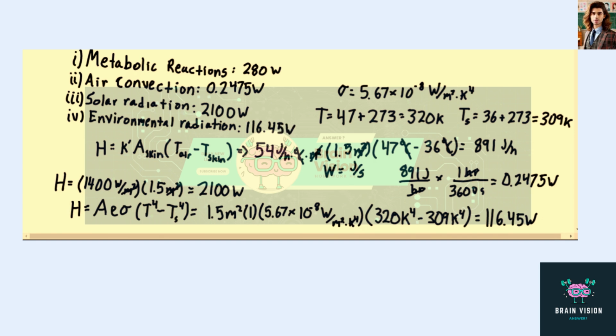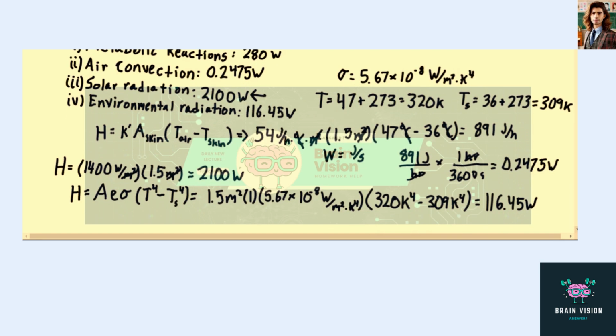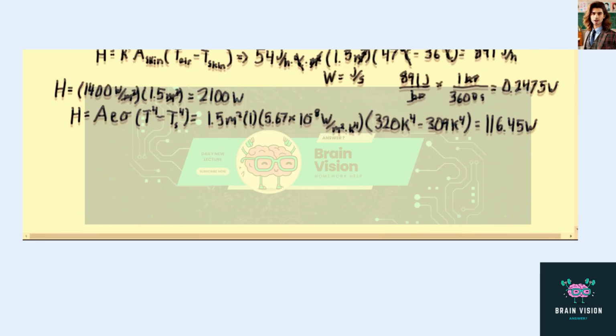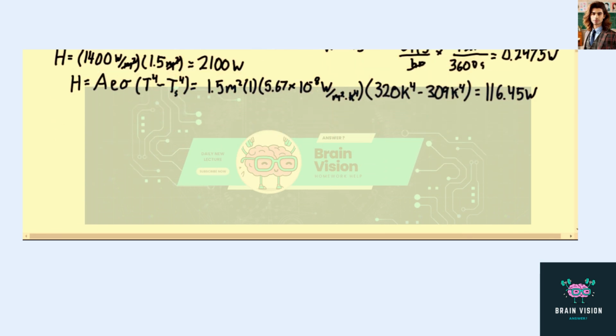And considering the sun heats up the person's skin at a rate of 2100 watts, we can consider this source of heat the most important. Now, the second part of this question wants us to determine how much the person must perspire in order to maintain a constant body temperature.